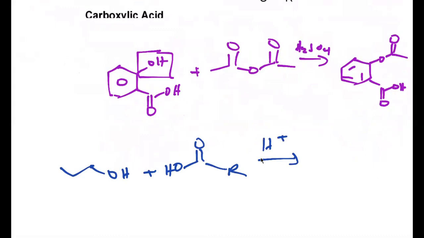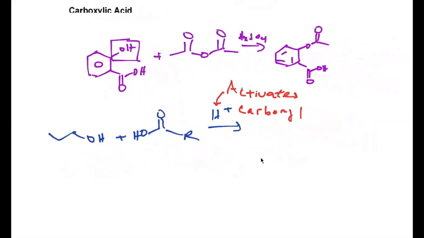And so what that acid catalyst does is it activates the carbonyl. And I'm going to show you how that happens in the mechanism. Right? So the acid catalyst is going to activate your carbonyl, and then you end up with an ester plus water. Right, so it's like a condensation reaction.